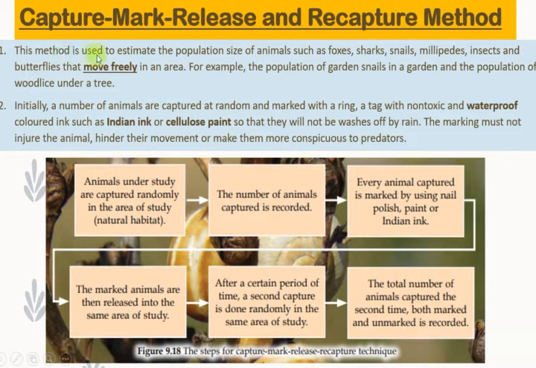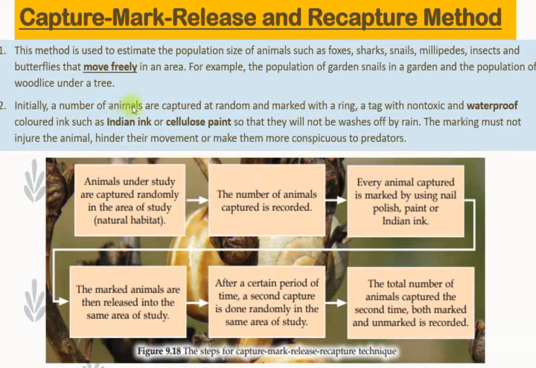This method is used to estimate the population size of animals such as foxes, sharks, snails, millipedes, insects, and butterflies that move freely in an area. For example, the population of garden snails in a garden and the population of woodlice under a tree. So to estimate the population size of an animal, we can use the capture, mark, release, and recapture method.